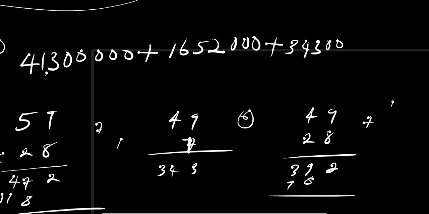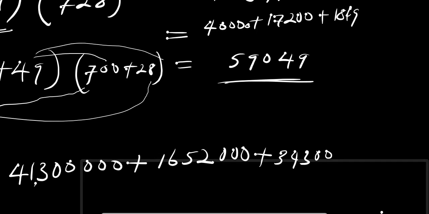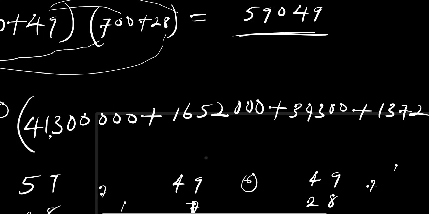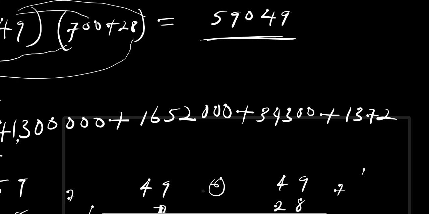So we add up. So we have 2, 9 plus 8, that is 17. 7 and carry over 1. And add here 4. 4 plus 9, that is 13. Right. So we have 1372. We come over here, we have plus 1372. Since there is no zero, we leave it. So we are going to add up all these numbers. Look at it here. From that to this. And that will be our final answer.